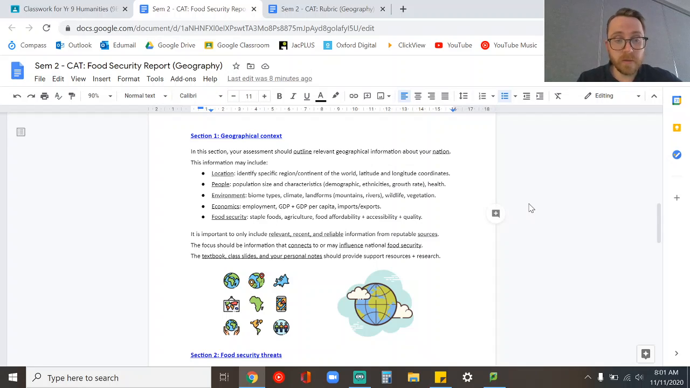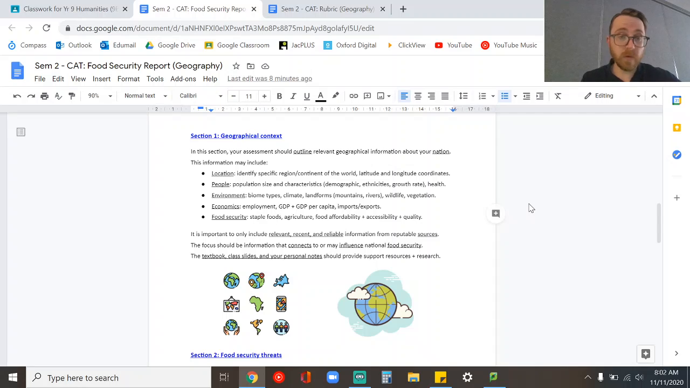Environment, so connecting it again to our first area of study, looking at different biome types, the climate in your country, and whether you have enough rainfall to support farming. Landforms, mountains and rivers, since access to water is important for food. Wildlife, vegetation, and economics as well. You can tell me a bit about the money in your country, employment, GDP per capita, imports and exports. Do you have to import a lot of your food?